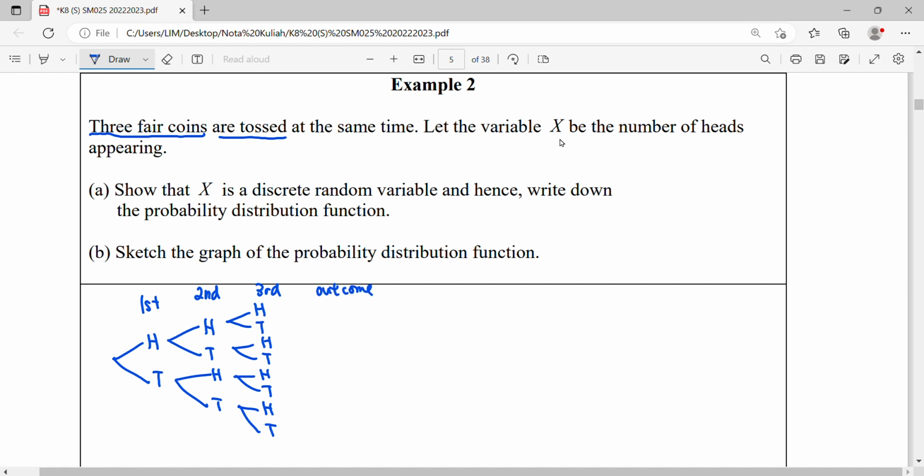Follow through the tree diagram. We can see this is HHH, then HHT, then this is HTH, HTT, THH, THT, TTH, and TTT. So this is our experiment from topic E.